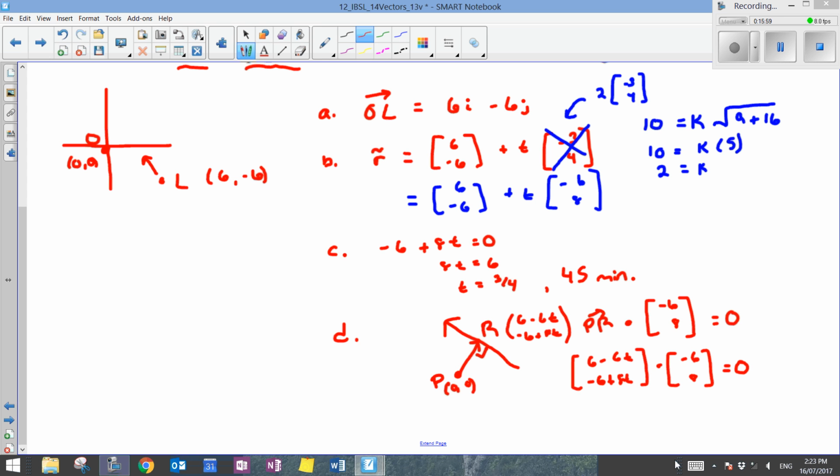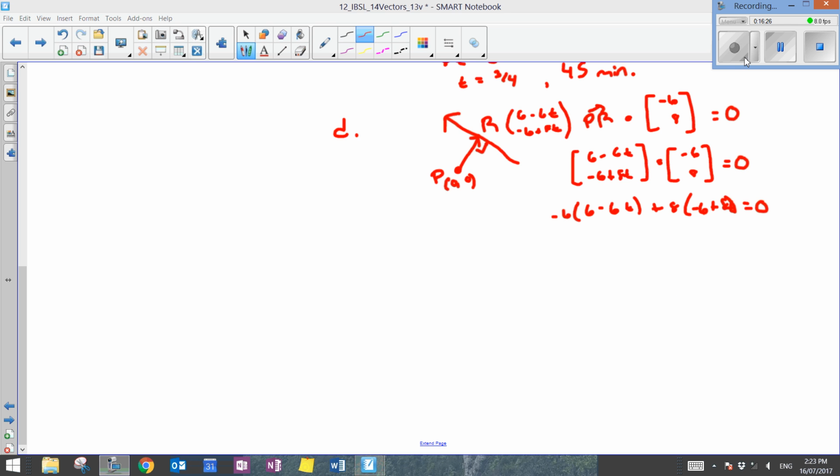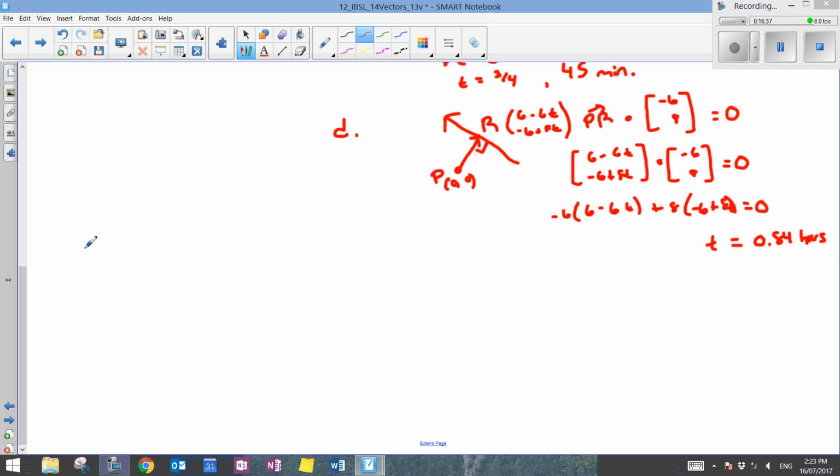Remember, you can use (-6, 8), or you can use (-3, 4), just because they're going to be parallel to each other, so they'll still wind up being perpendicular to the PR vector. And then we wind up dotting these, so -6 times (6 - 6t) plus 8 times (-6 + 8t) equals 0. So what we wind up with here is that your t is equal to 0.84 hours. So that is our time.